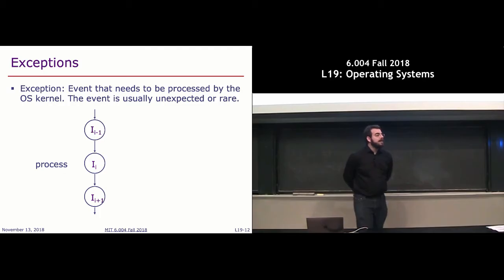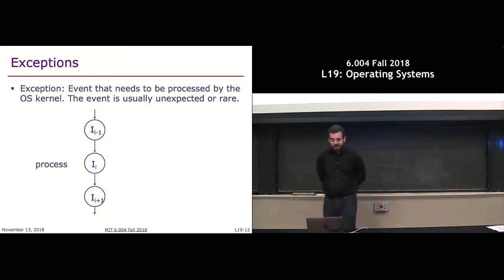Okay, so the first mechanism that we're going to see are exceptions. So essentially an exception is an exceptional event, right? It's something that's not common just by definition. It's some event that needs to be processed by the operating system kernel, and this is either unexpected or rare.